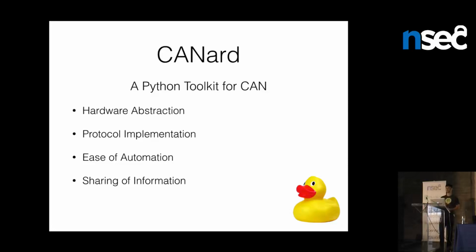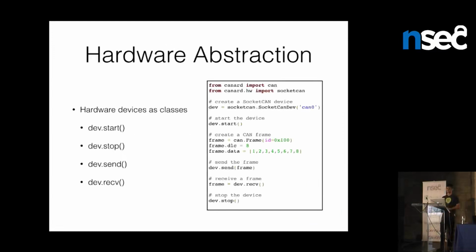Third, ease of automation, so it's Python. You can script it to do stuff and hook it into all sorts of other things. You want a web server that's going to talk to your car? Sure, whatever. Python's good for that. And fourth, sharing of information. The idea being if you write a script in Python that can work with different hardware, it should be easy for you to send that to somebody and they can then use that, maybe with different hardware but on the same car.